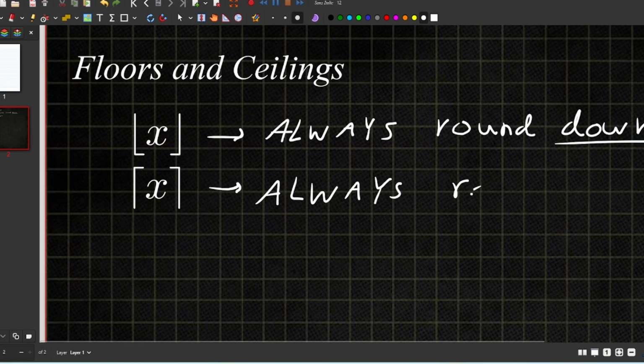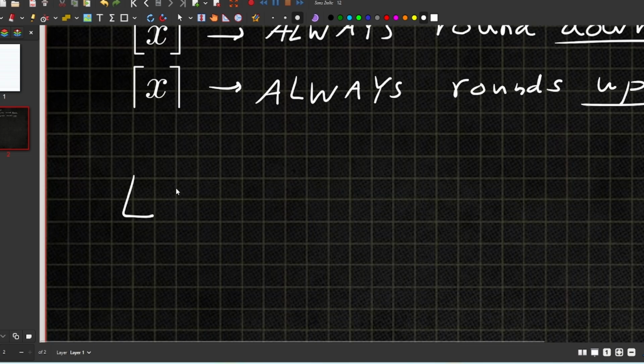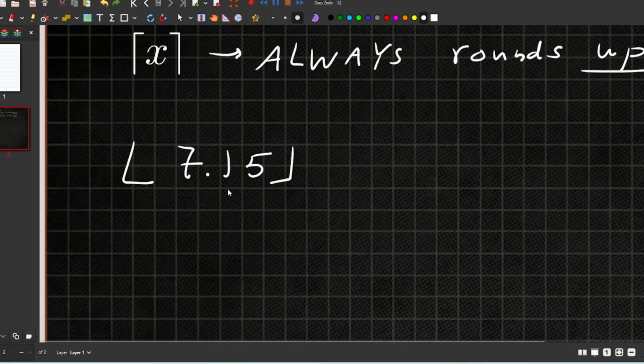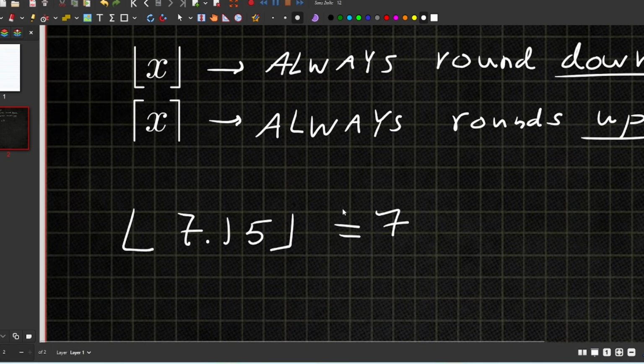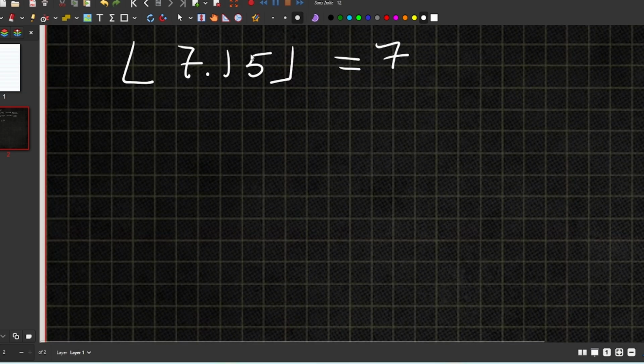And this always rounds up. Let's say we're trying to find the floor of 7.15. We're going to round down, so this is going to be 7. But the reason why I capitalize always is because I want to emphasize that it always rounds down, no matter the value of the decimal. So how about the floor of 10.9? Well, with regular rounding, you'd expect this to round to 11, but because we're dealing with a floor, we always round down. So this will be 10.